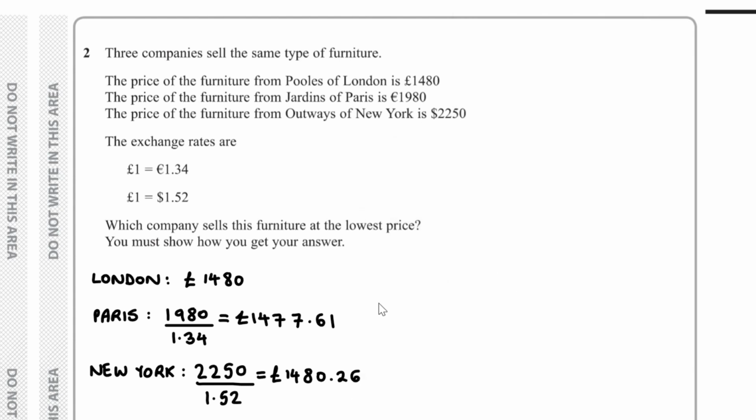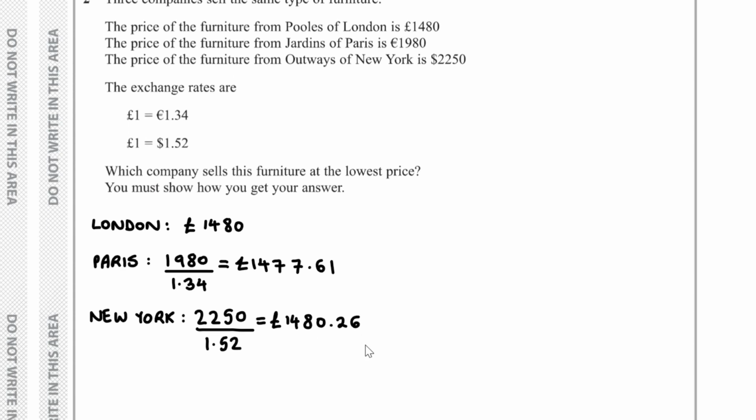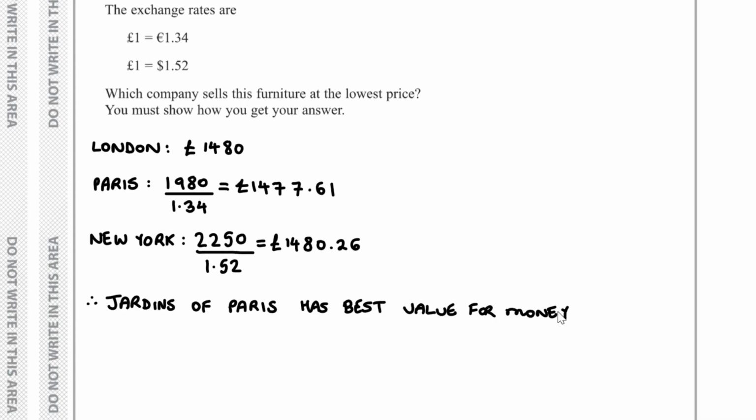So now if we compare all these prices, we can therefore conclude that Jardins of Paris has the best value for money because it has the smallest price out of all 3.